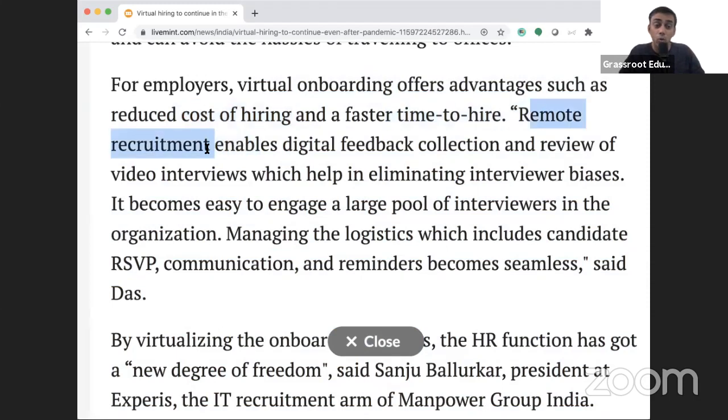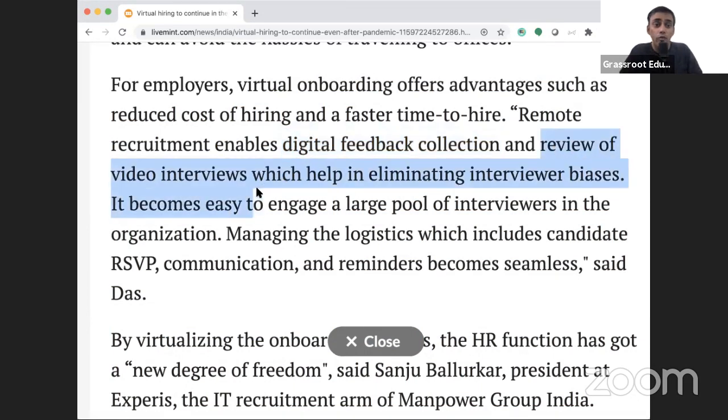Now, remote recruitment enables digital feedback collection. So they can immediately collect feedback from people who are interviewing, saying, hey, how was this candidate? How much score would you give this candidate out of 10? Stuff like that. And review of video interviews, which help in eliminating interviewer biases. What's the meaning of interviewer biases? This is some preset notions.